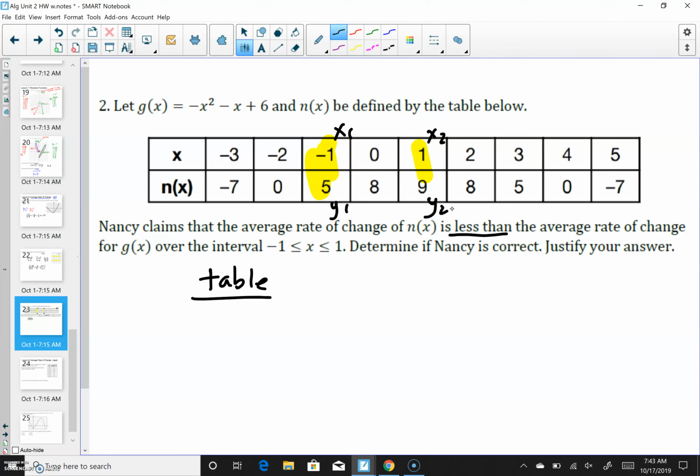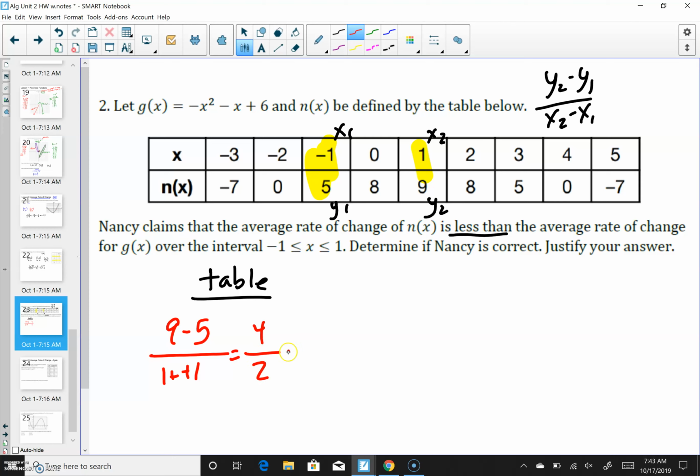So if we plug back in, again, I'll write our formula here in the top corner, y2 minus y1 over x2 minus x1. So if we go 9 minus 5 over 1 minus -1, so 9 minus 5 is 4. Minus minus becomes plus. We get 4 over 2. We have an average rate of change for the table of 2.